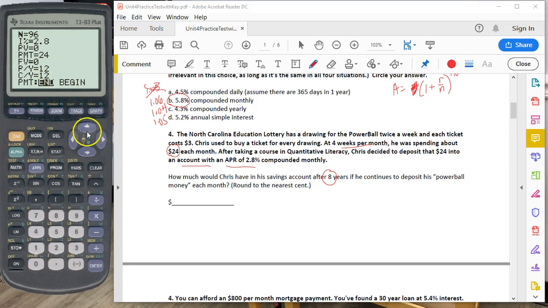I'm going to back up over the future value. Well, how much will I have? I need to clear that out and then hit alpha, enter. And Chris would have $2,579.09 to the nearest cent. That's pretty good.